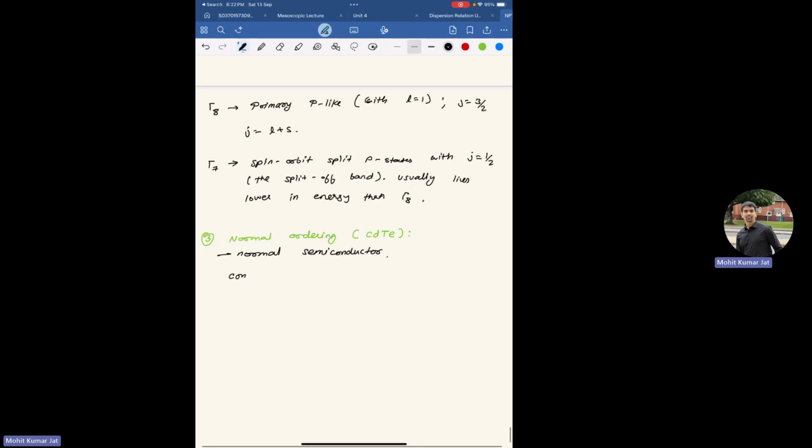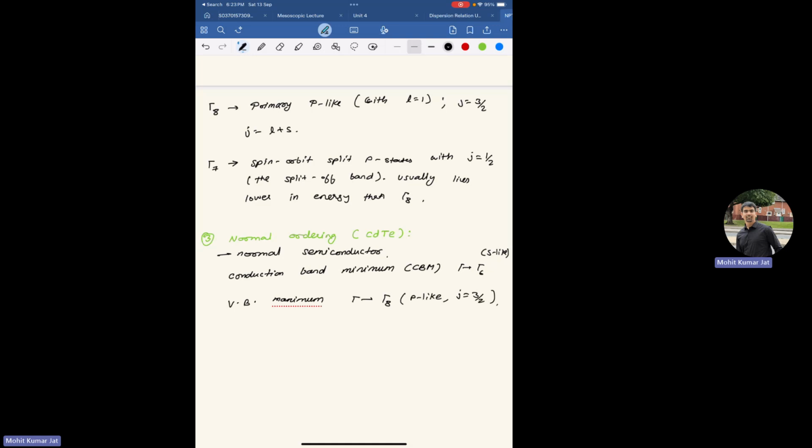So the conduction band minimum, what we call CBM, will be at gamma, going to gamma 6, S-like, and the valence band maximum will be at gamma, going to gamma 8, which is P-like. There J is equal to 3/2.